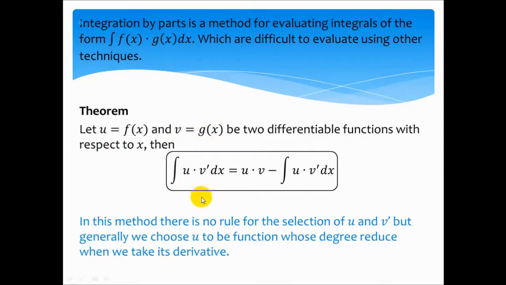Then the integral u times v prime dx is equal to u times v minus integral, oh I'm so sorry, there is a mistake in here. The correct one is v times u prime dx. In this method, there are no rules for the selection of u and v prime, but generally we choose u to be a function whose degree reduces when we take its derivative.